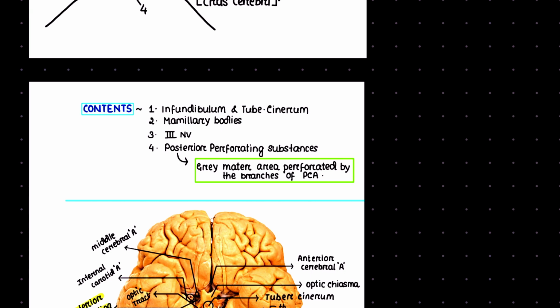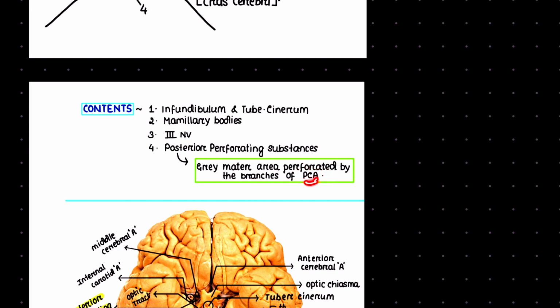Now, one is the mammillary body. The fornix will end in this mammillary body, that is one important thing. And the third cranial nerve is also there. And another thing is the posterior perforating substance. Here it is written: gray matter area perforated by branches of the posterior cerebral artery.